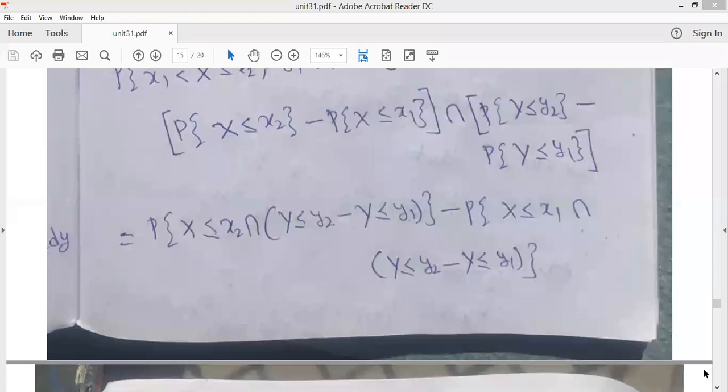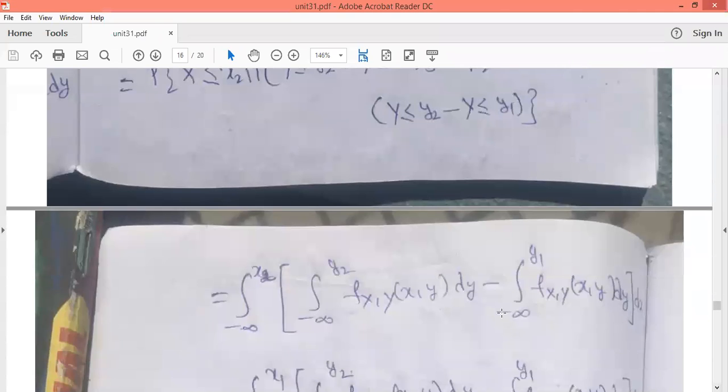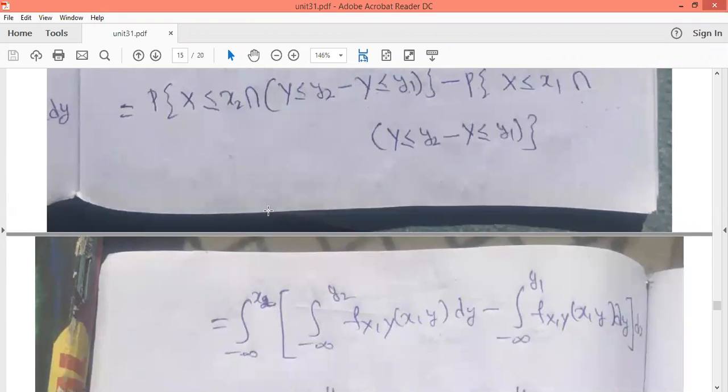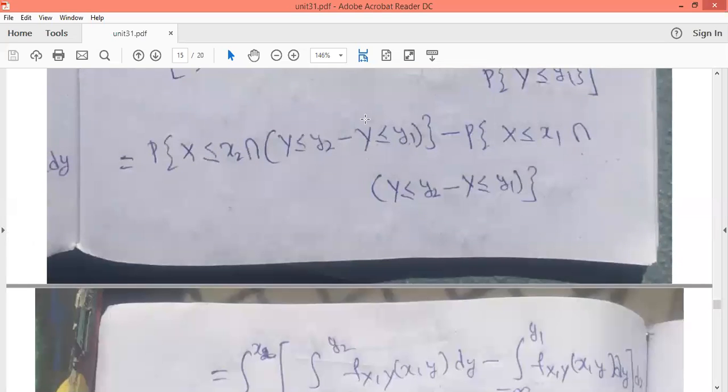Then we write each and every term separately. Now what is this? The probability of x2. X less than or equal to x2 means what? It is the integral from minus infinity to x2. Then y less than or equal to y2 means the integral from minus infinity to y2. And what is here? It is nothing but the joint density function, that is f_xy of x comma y, dy. Here what is the range? It is minus here, so that is why we are getting minus here.